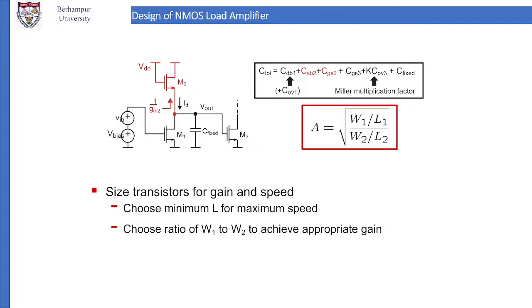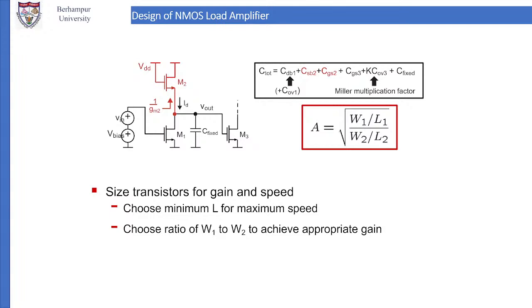Minimum L for maximum speed. As you can see, A is equal to root over of W1 by L1 divided by W2 by L2. So L has to be minimum. If L will be minimum, then speed will be maximum. The larger the L, the more the signal travels within the transistor. The smaller the L, the less the signal travels within the transistor. So L is channel length. So the smaller the channel, the less the signal travels. The less the signal travels within the transistor, the less the time taken.